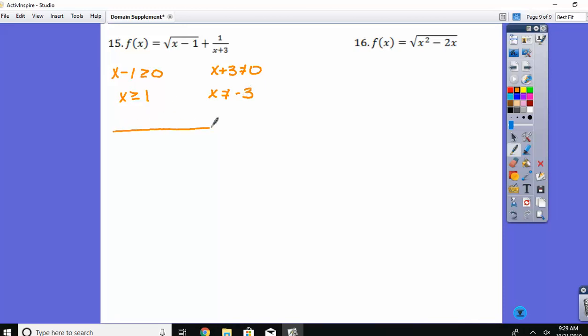If I were to graph this, greater than or equal to 1 would be like a 1 going this way. Not equal to negative 3 is everything except negative 3. What's the overlap? What got shaded by both of them? Just the 1 on, isn't it? Yeah. So my final answer would be bracket 1, comma, infinity.